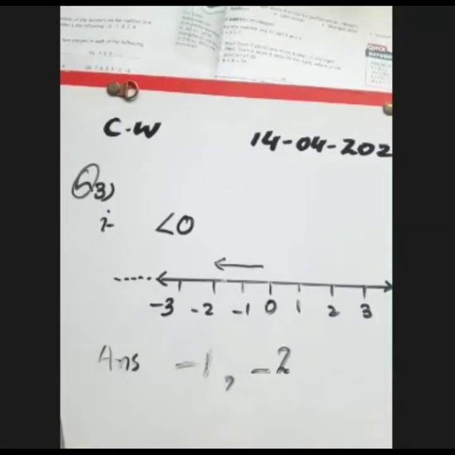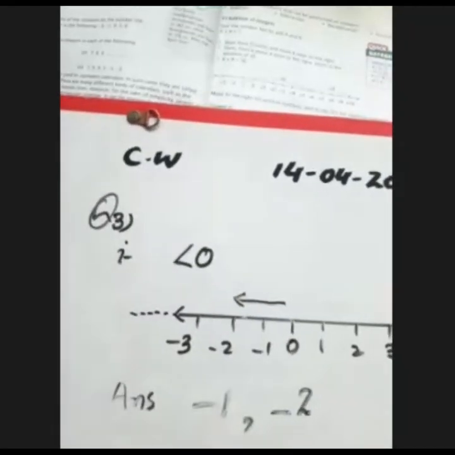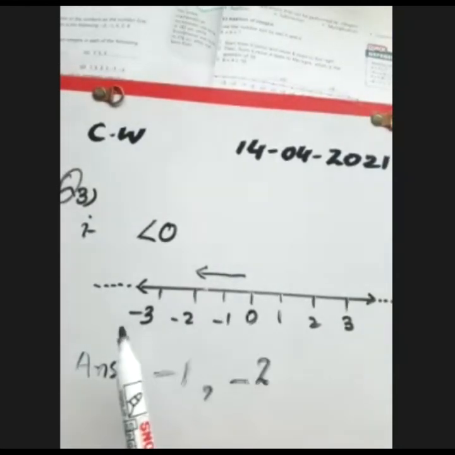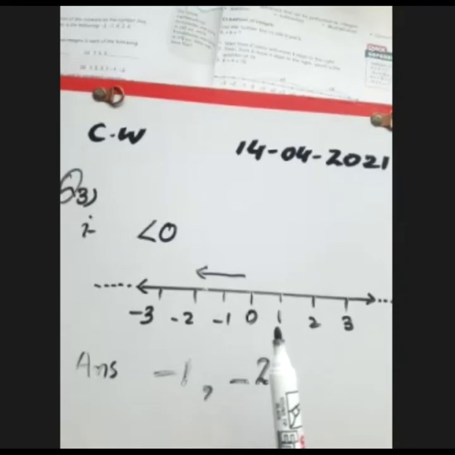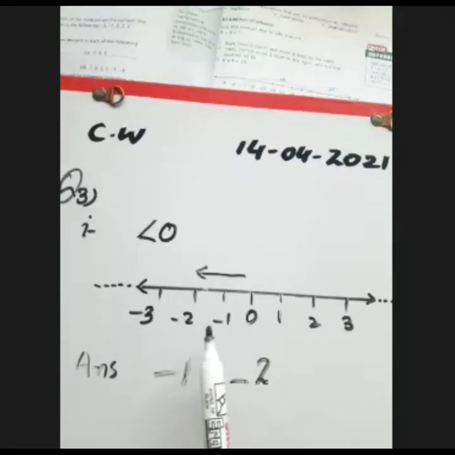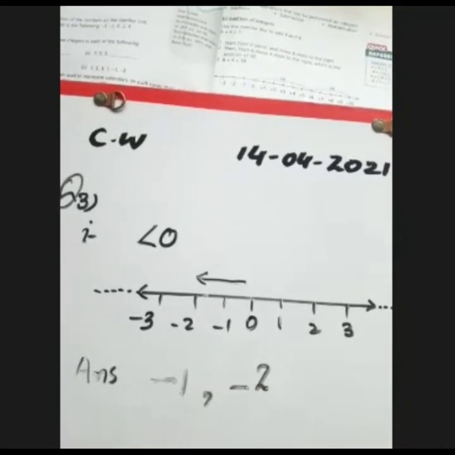Question number 3 is saying, I'm repeating the question: give two possible integers for the placeholders in each of the following cases. In the first part, it is less than 0. So less than 0, two integers are -1 and -2, as you can see on the number line. You can draw the number line and mention all the positive and negative integers. Mention 0 in the center. 0 is neither positive nor negative. This is the smallest whole number. And the set of integers comprises the set of whole numbers and negative integers. So this is the answer for the first part: -1 and -2 are the two integers which are less than 0.